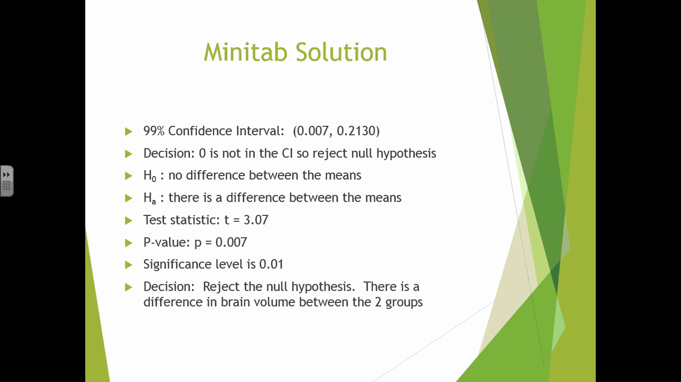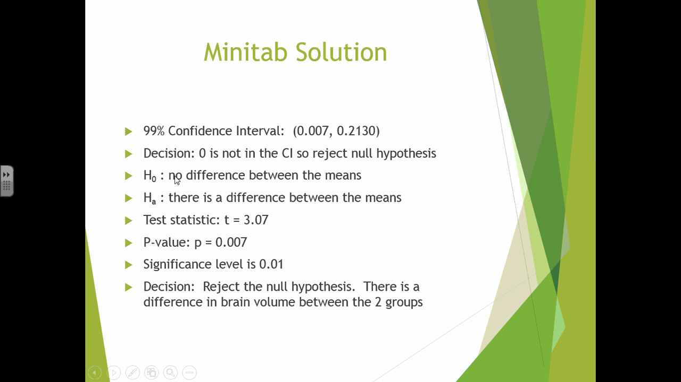So I go to Minitab and I go to Stat, Basic Stat, to 2-Sample T. When I enter that information into Minitab, I should get a 99% confidence interval of this. Why don't you stop and check this out to make sure that you get these same numbers? If not, go back and try to figure out what you've done wrong. In this case, 0 is not in the confidence interval, so I reject the null hypothesis.